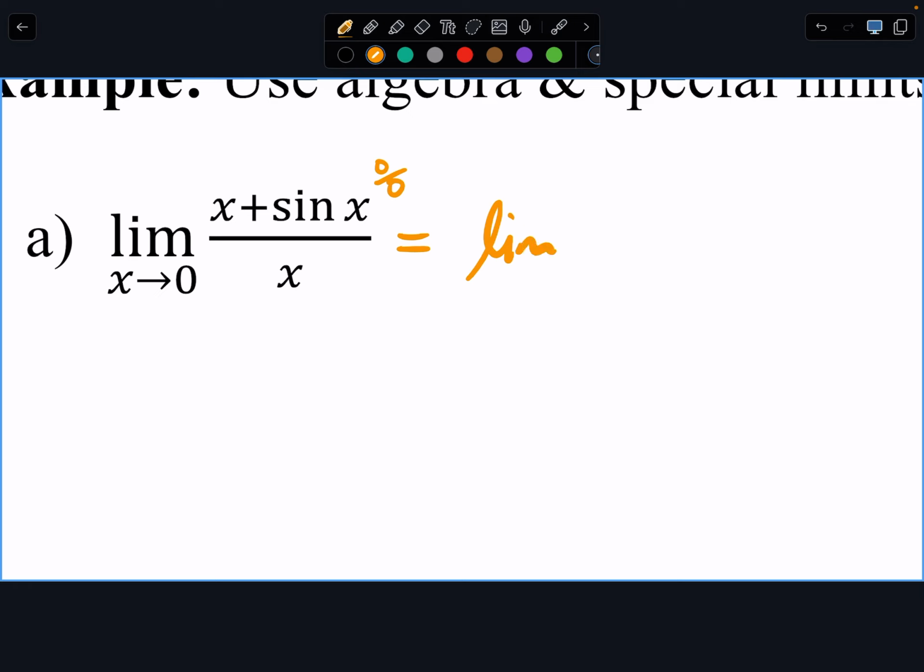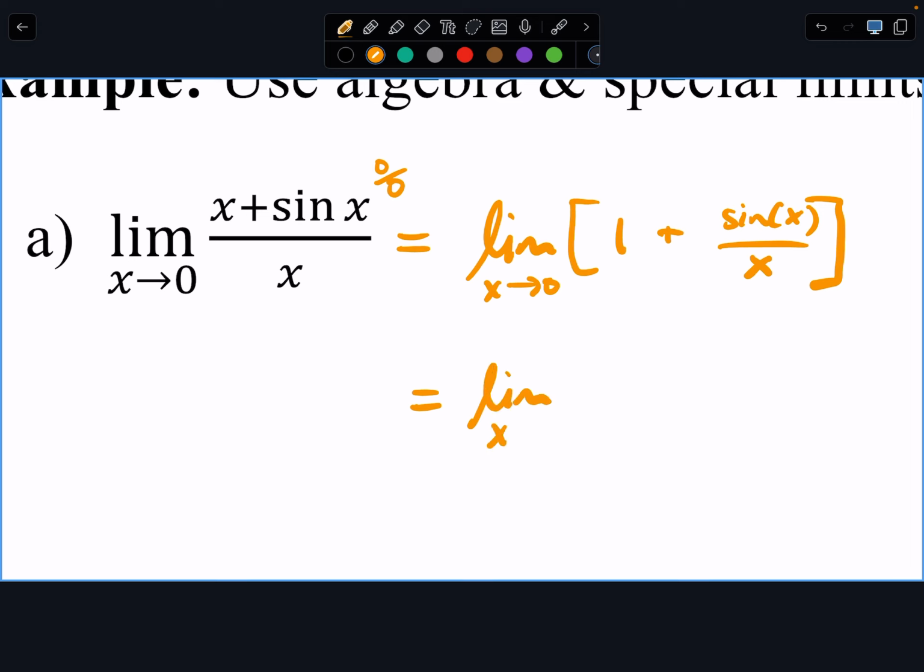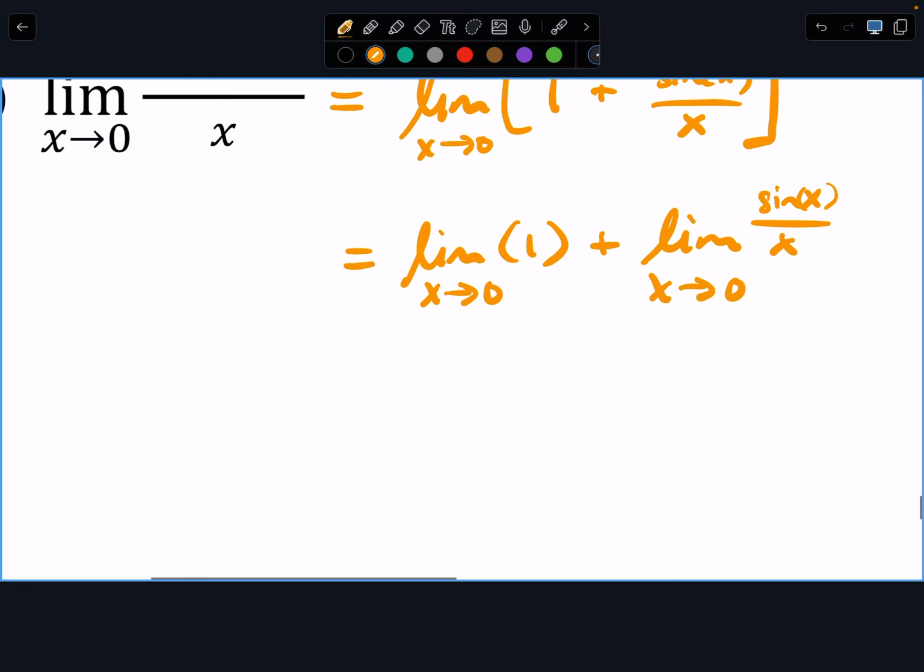Yeah, so you can think about going in the reverse of getting a common denominator, splitting that into a sum of fractions. That ends up being x over x, which is 1, plus sine of x over x. And then if we use the sum property for limits, we would end up with 1 plus 1, which is 2.